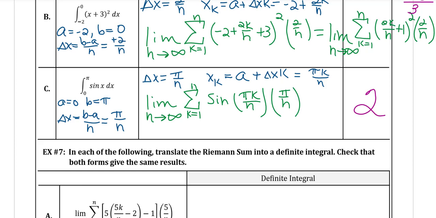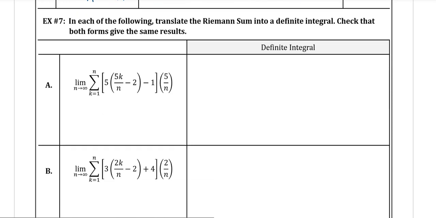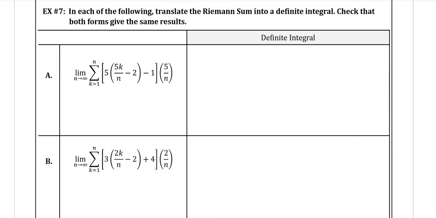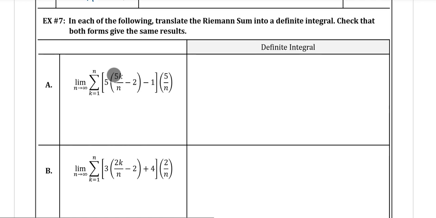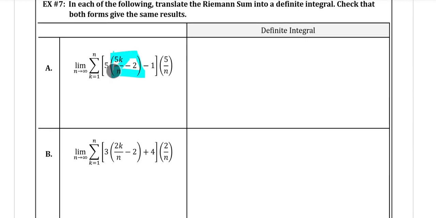Okay, now we're going to go the other way in the next example. This time we're given the Riemann sum, and we're supposed to write the definite integral and then check the answers. So you want to identify certain things here. In the first one, what you want to recognize is that this is our x sub k. So there is our a, and that is going to be our delta x times k. That's what you want to recognize there.